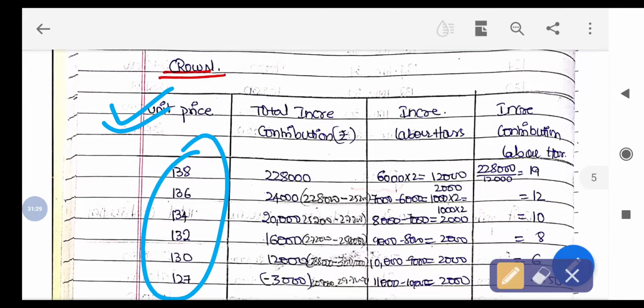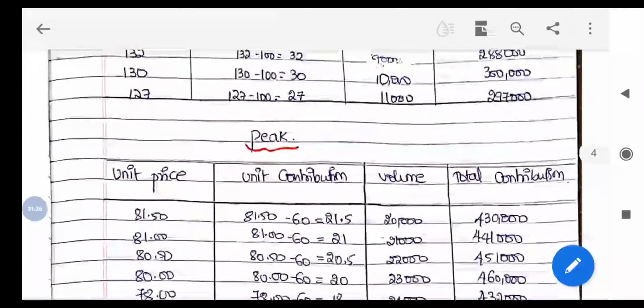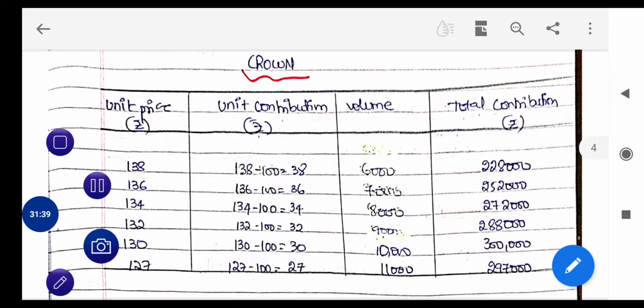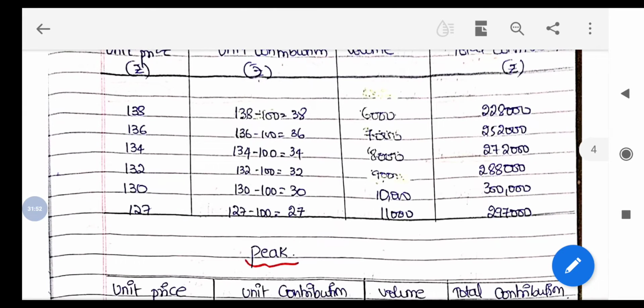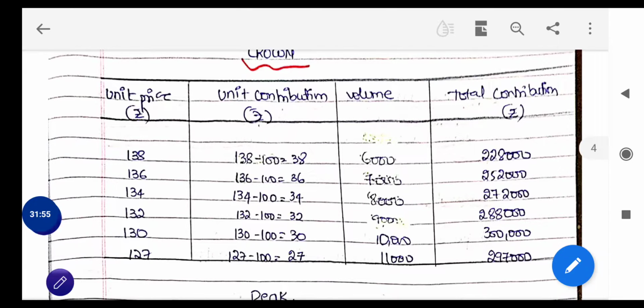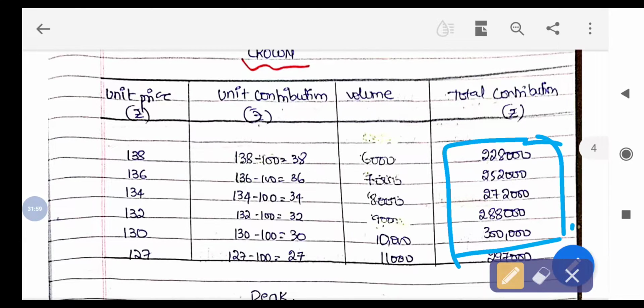Same here, we have to take the unit price. First of all, we take all the unit prices given in the problem. Next, the total contribution, that is the total contribution of crown: 2,28,000, 2,52,000, 2,72,000, 2,88,000, 3 lakh and 2,97,000. By taking this into consideration, how much is increasing? 2,28,000 is the first, take it as it is, this is the basis.